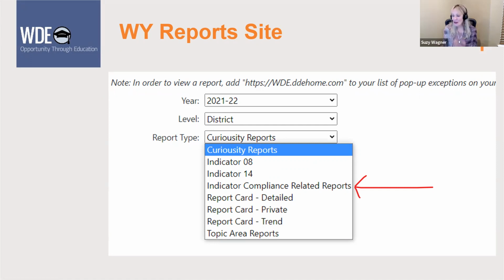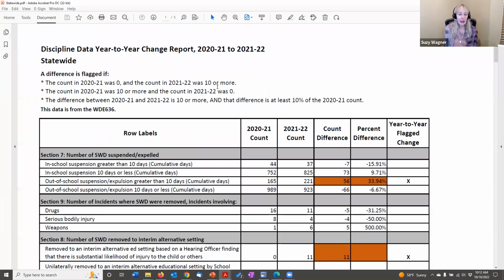Let me show you what this report consists of, and I'll share the statewide report with you. The first report in this compliance related report is your discipline data that you reported on the WDE 636. This data feeds into our indicator 4 calculations. For the 21-22 school year, indicator 4 is a data lag, so we actually use the 2021 data. So we're a little ahead of the game here. We're showing you your 21-22 scores.